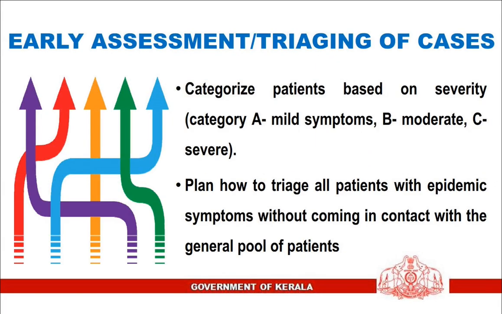Early assessment or triaging of cases. Categorize patients based on severity: Category A, mild symptoms; Category B, moderate symptoms; and Category C, severe symptoms. Plan how to triage all patients with epidemic symptoms without coming in contact with the general pool of patients.